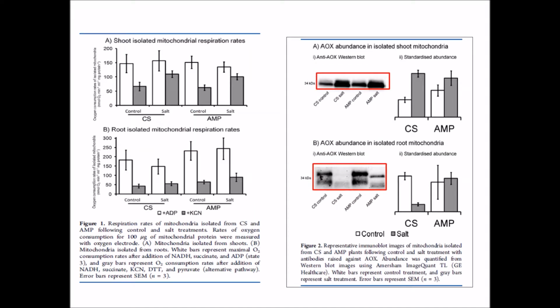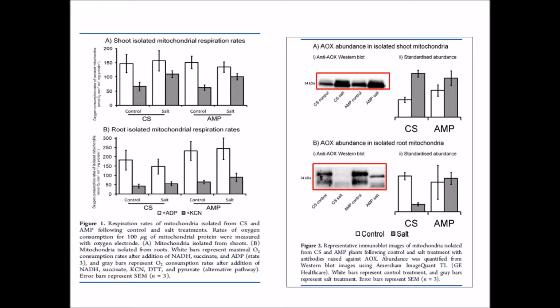Coming to figure 1, mitochondria isolated from shoots of salt-treated plants showed higher rates of maximal alternative oxidase activity in figure A, highlighting the prominence of AOX capacity in shoot mitochondria following salt treatment. In figure B, the measurement in this study did not detect higher AOX activity in mitochondria isolated from salt-treated root tissues.